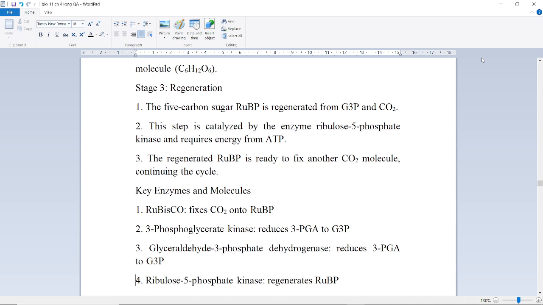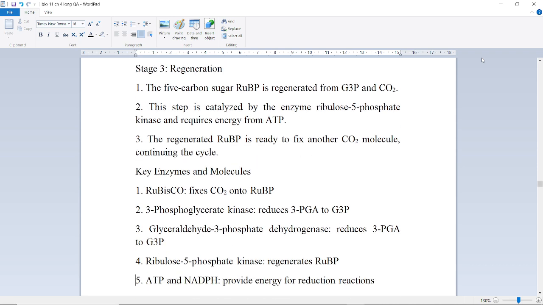Stage 3 is regeneration. The 5-carbon sugar RuBP is regenerated from G3P and carbon dioxide. This step is catalyzed by the enzyme ribulose 5-phosphate kinase and requires energy from ATP. The regenerated RuBP is ready to fix another carbon dioxide molecule, continuing the cycle.